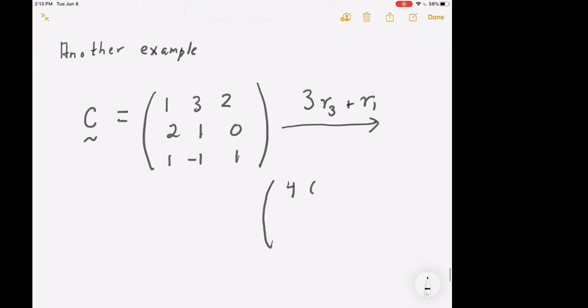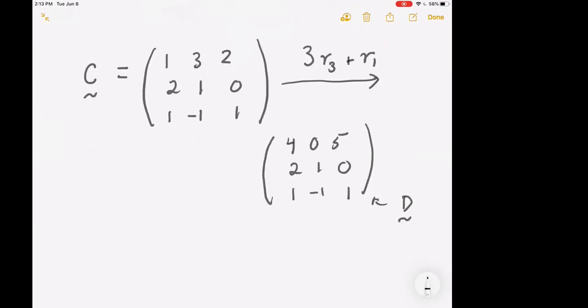First row will be this. Second row will be this. Third row will be this. And let's call this new matrix D. So elementary matrices allow you to, in fact, instead of looking at explicit elementary row operations, solve the problem just using matrix multiplication. In other words, we want to find an elementary matrix, let's call it E sub 2, such that when you multiply it by C, you get D.